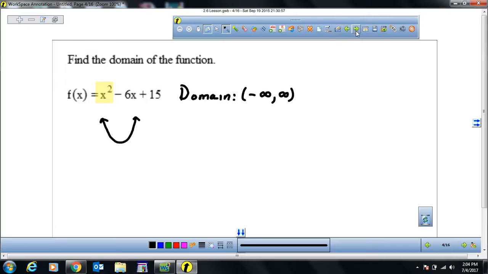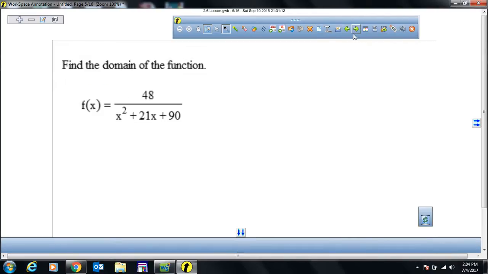Now let's go ahead and discuss the next one here. Find the domain of this function. F of x equals 48 over x squared plus 21x plus 90. Now, on this specific function, we need to exclude anything that causes the denominator to be 0, because we have x on the denominator.